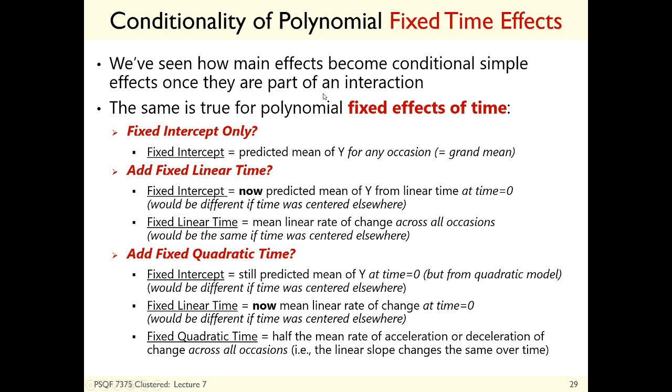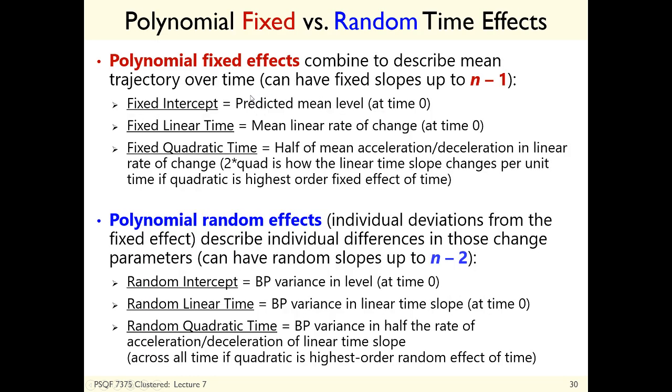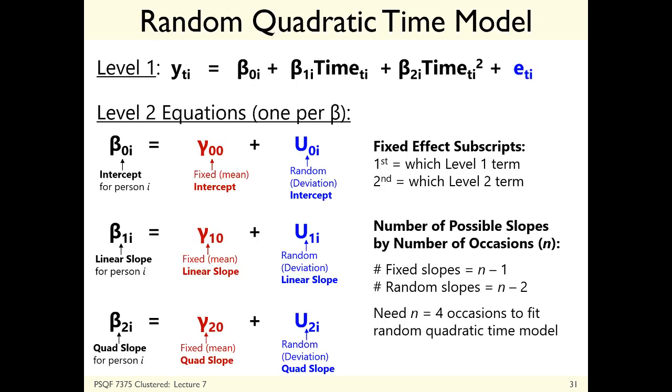You can have fixed and random quadratics, and the same thing would apply. So a fixed effect describes what happens on average. A random effect describes how you vary from it. So in this slide here, 31, I have an example of what I would call a random quadratic time model.